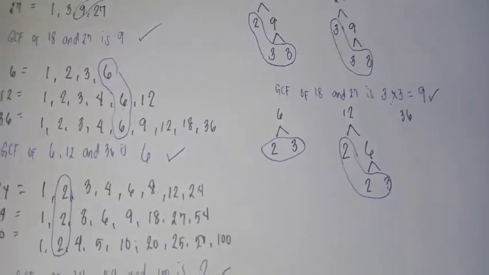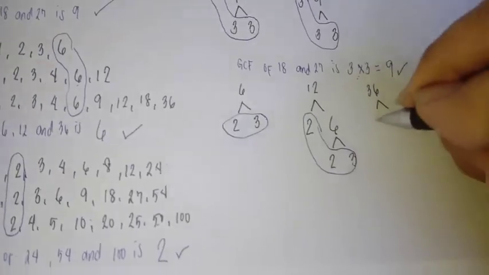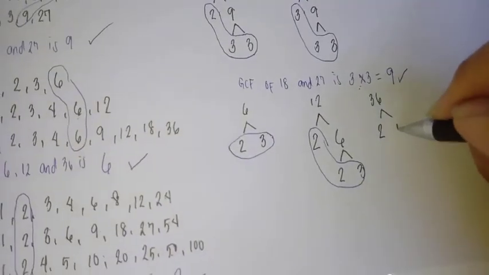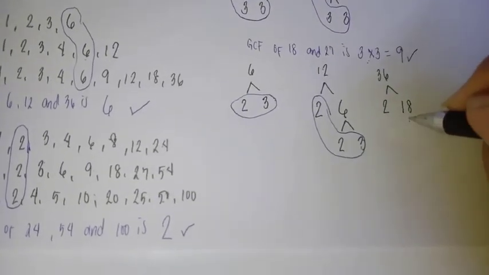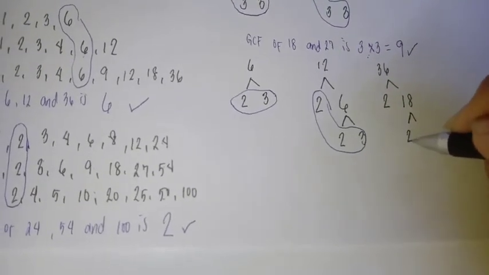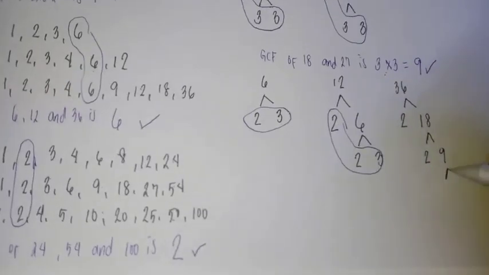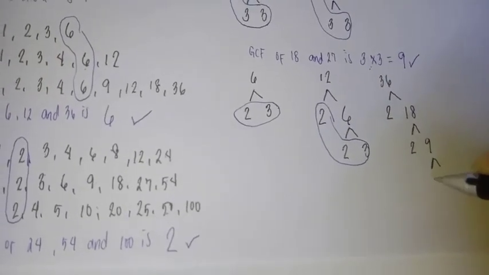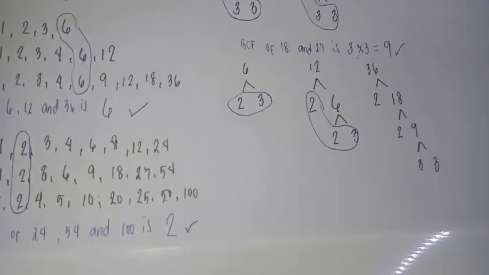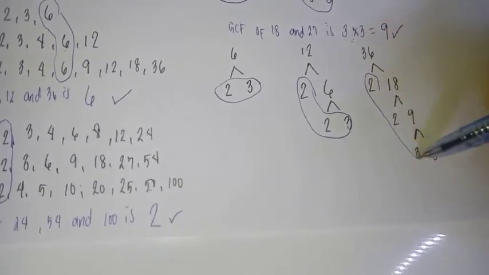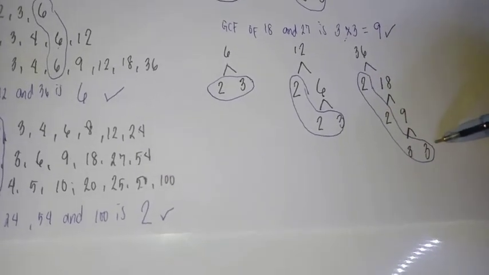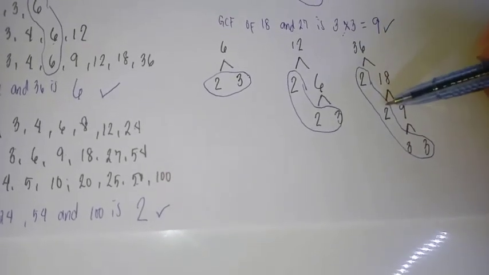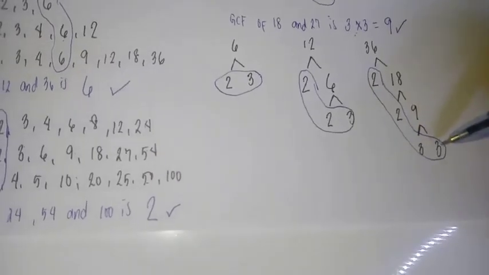Next number, we have 36. We have 2 times 18. 18 is a composite number, so we will factor this further. We have 2 and 9. 9 has factors of 3 and 3. Therefore, the prime factorization of 36 is 2, 2, 3, and 3, since 2 times 2 times 3 times 3 will give us 36.